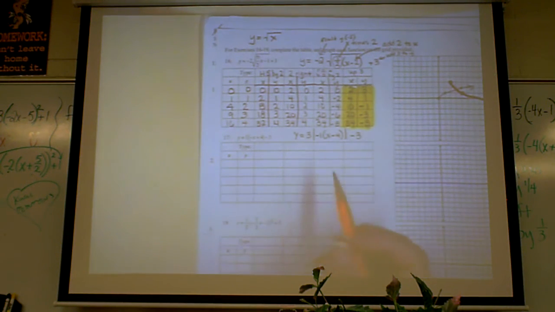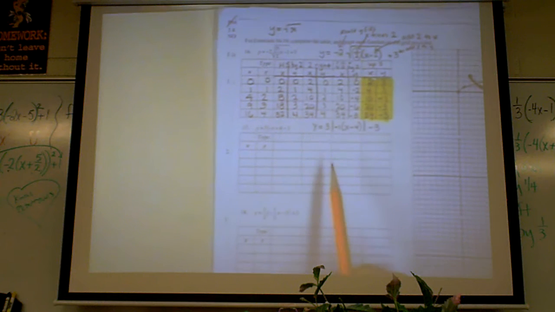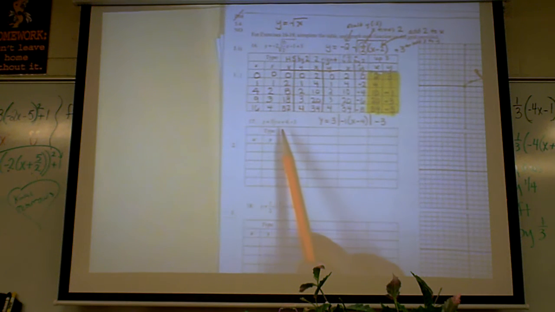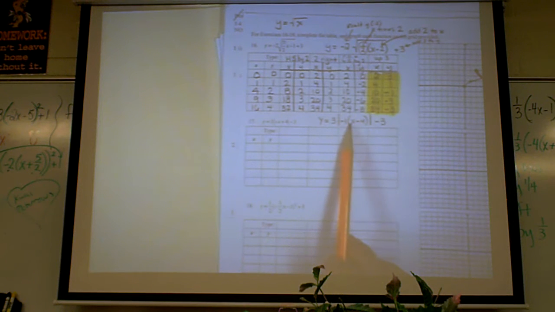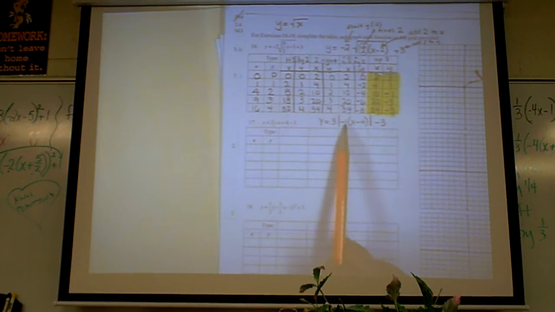And basically what you're gonna wanna do, here's 17, these are not in your book, I made these up. What you'll wanna do is take the -1 out, right here. You wanna rewrite this equation, so you know what the A value is.